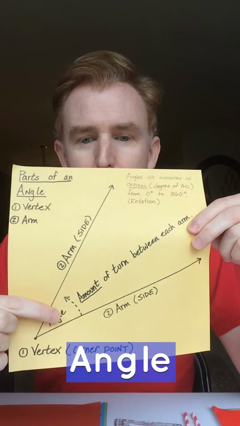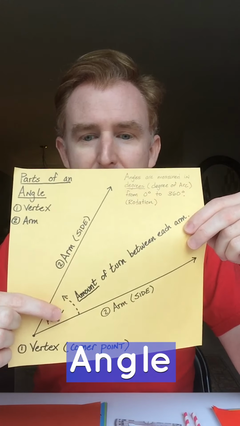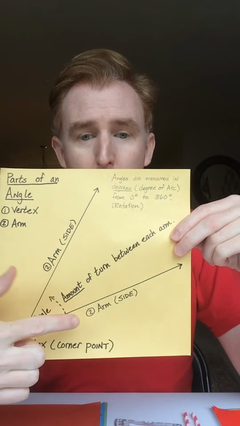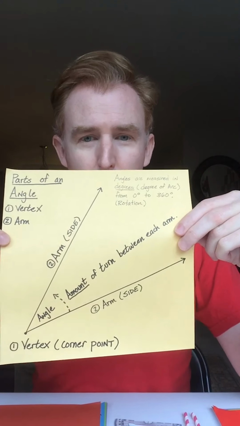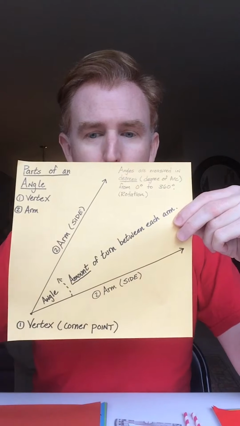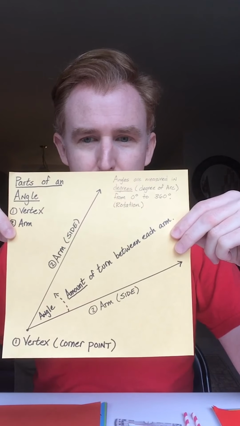And the angle in the center is actually a measurement. It's a measurement of the amount of turn with the arms. So how wide those arms are from one another.